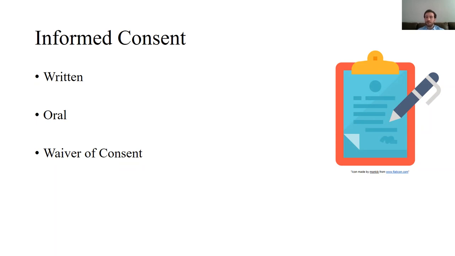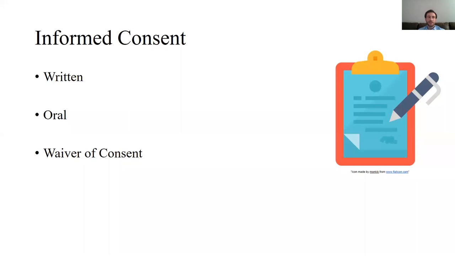Oral consent: the decision goes to the IRB whether the study can go with oral versus written consent. But survey studies are usually oral. If you're just talking to patients over the phone, they can provide oral consent. So the decision goes to the IRB. Waiver of consent is usually done for retrospective studies and chart reviews.